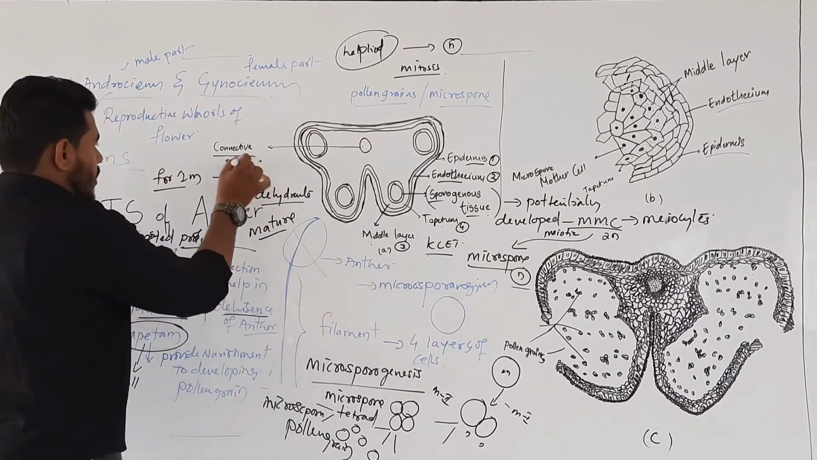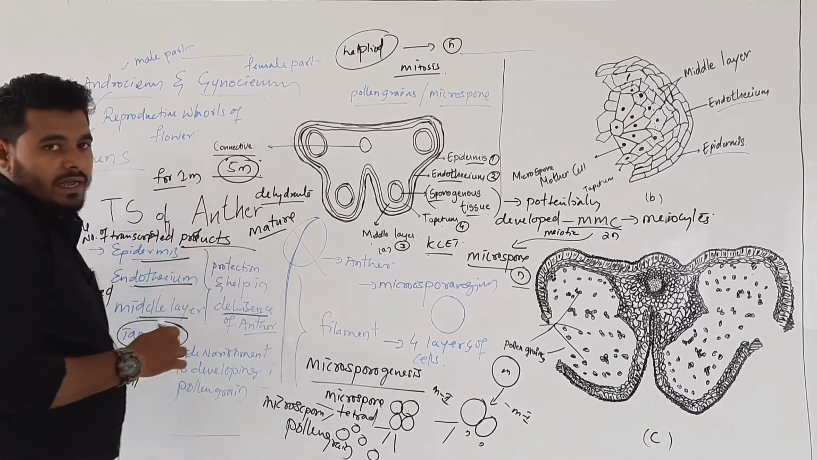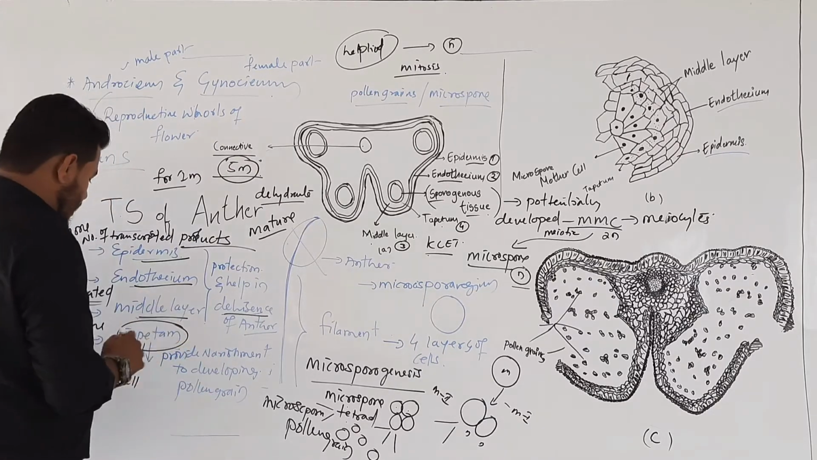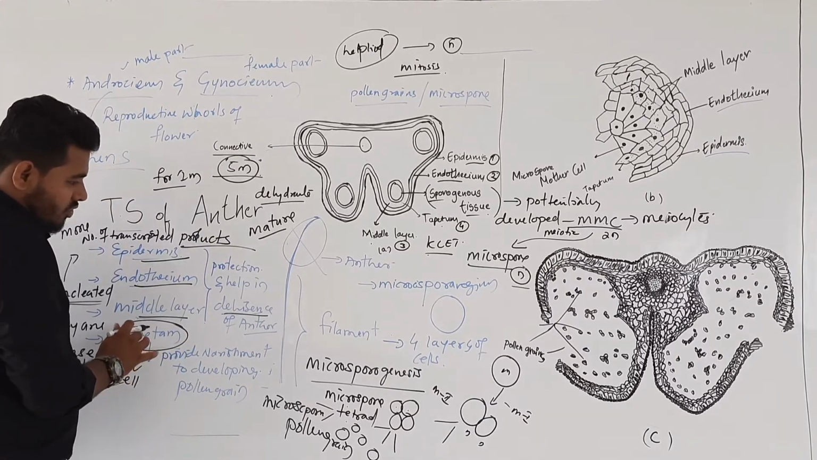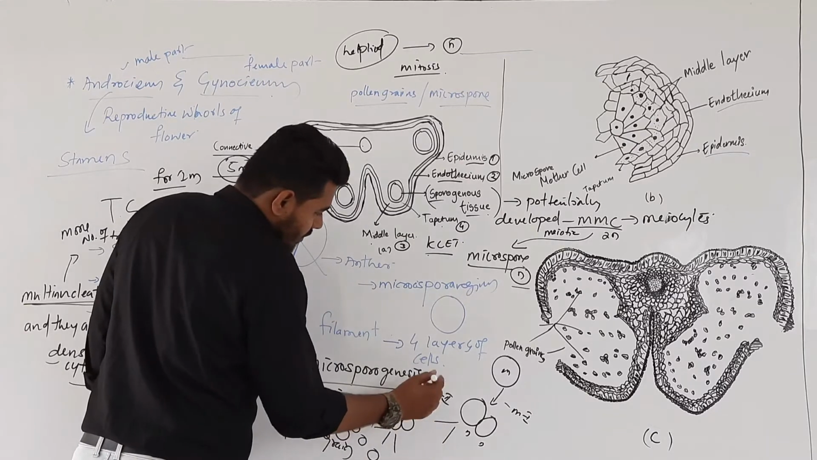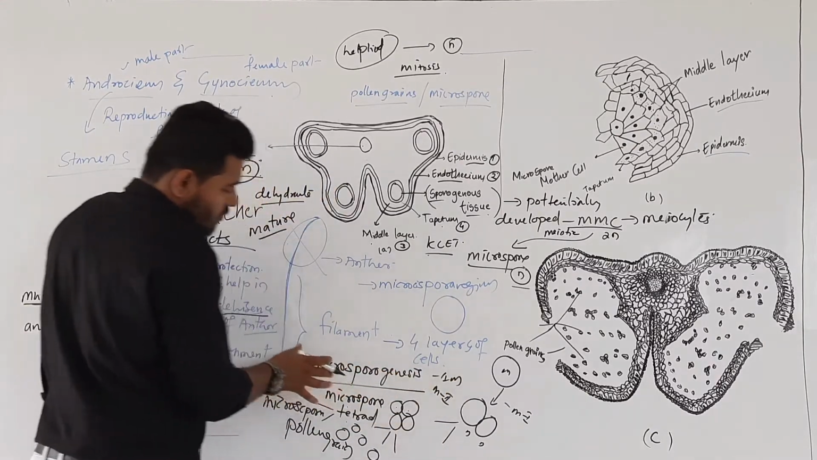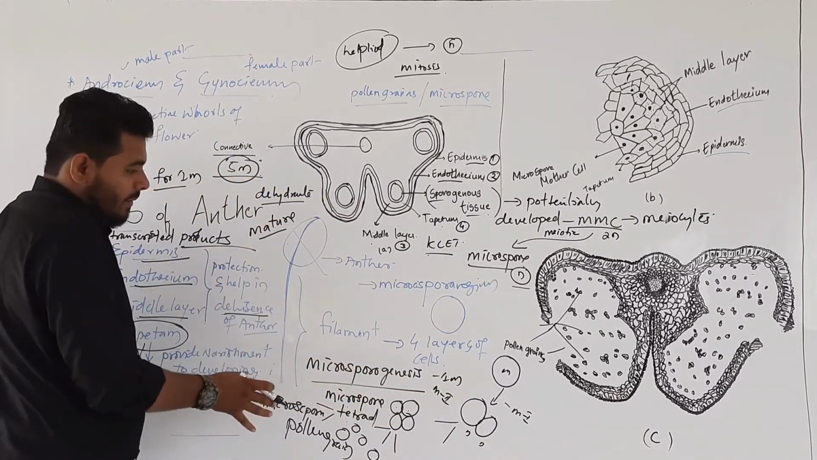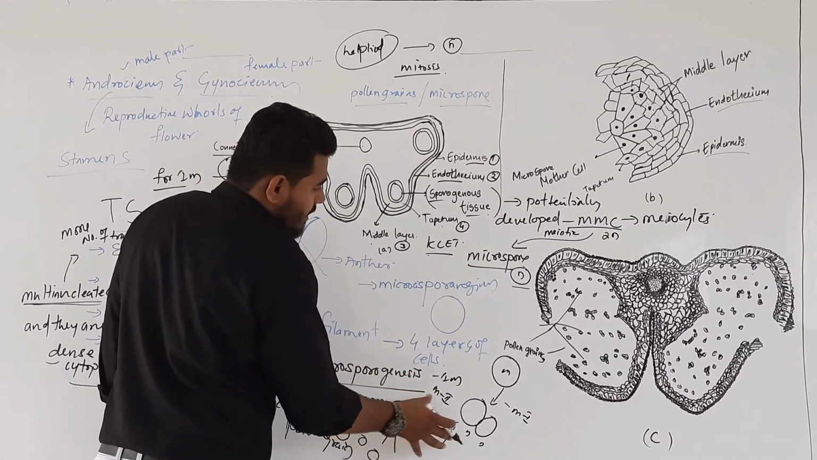So this is about the microsporangium. You have to practice this diagram for 5 marks. Along with that, for 1 mark they will ask this question. Then the definition is also important for 1 mark: microsporogenesis, how they form and what the conditions of this are.